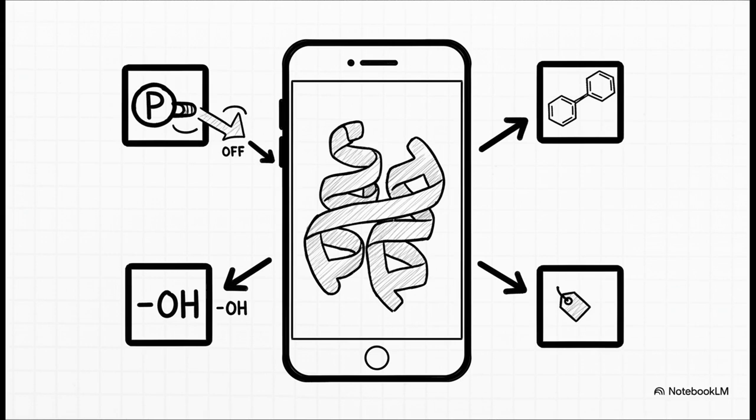You can add a phosphate group to act as an on-off switch. You can add a hydroxyl group to make collagen super strong. You can attach sugars or other little tags to completely change the protein's job. It massively expands what those 20 letters can do.